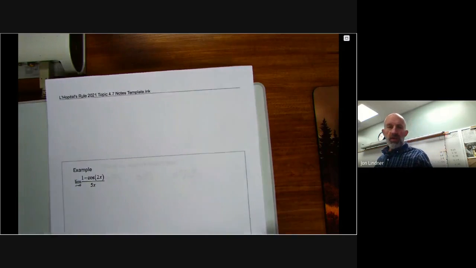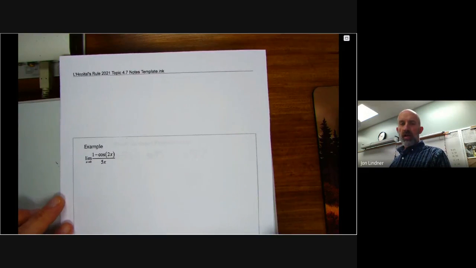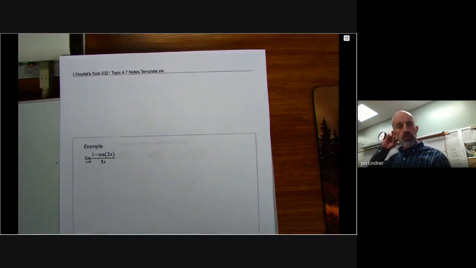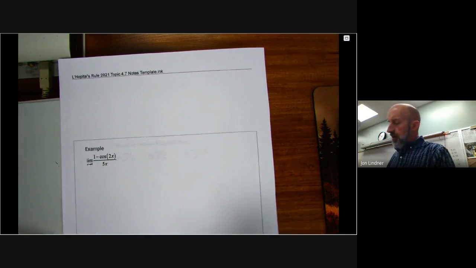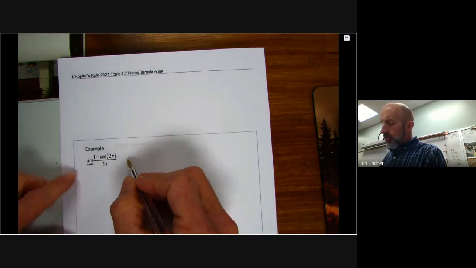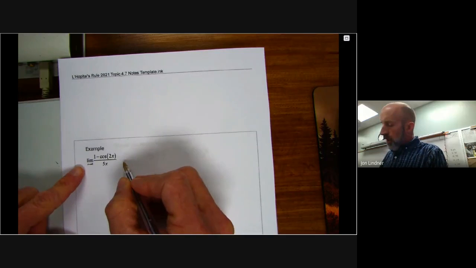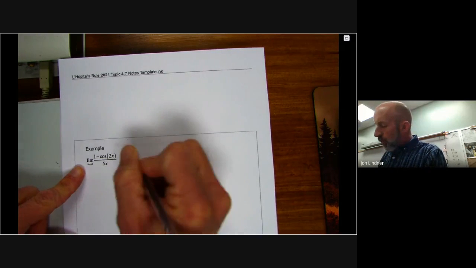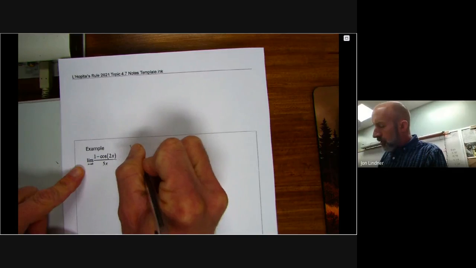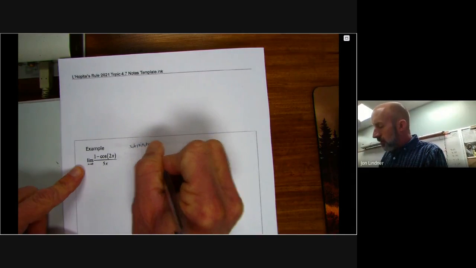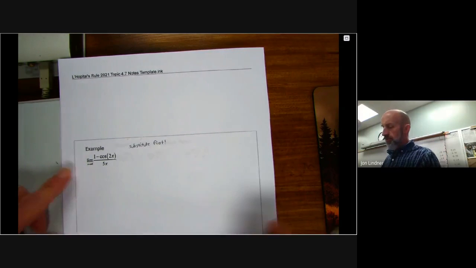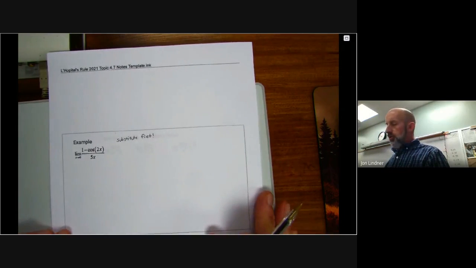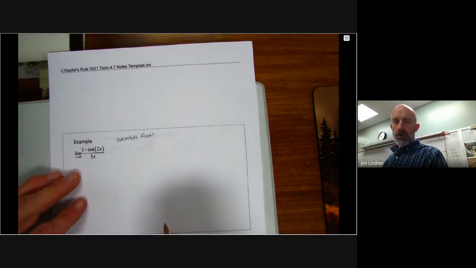So here we have an example. The limit as x approaches 0 of 1 minus the cosine of 2x over 5x. All right. Well, if we want to try to find the limit of this, I told you that we always try substitution first. That's going back to our days when we learned about limits.